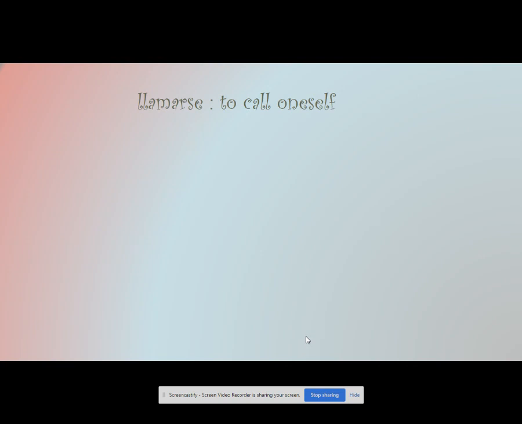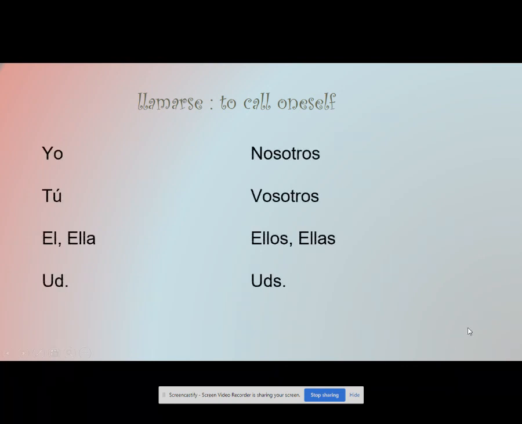All right, llamar by itself means to call. When you add the se to this verb, it means to call oneself. And in Spanish, that question would literally translate into, what do you call yourself? So in order to conjugate this verb, you would need your subject pronouns. Again, your yo, tú, él, ella, usted, nosotros, vosotros, ellos, ustedes. And then you would drop the AR and SE and conjugate the verb as you would normally conjugate any other verb.